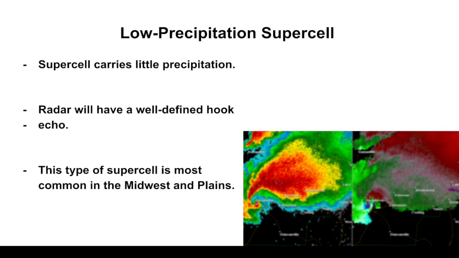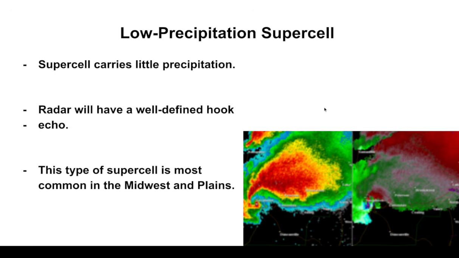A low precipitation supercell, also known as an LP supercell, will carry little precipitation actually. You won't really have as much of a rain shaft in place. The actual structure of the supercell will be a lot more visible. And on radar, assuming there is a lot of rotation, there will be a well-defined hook echo on reflectivity as well.